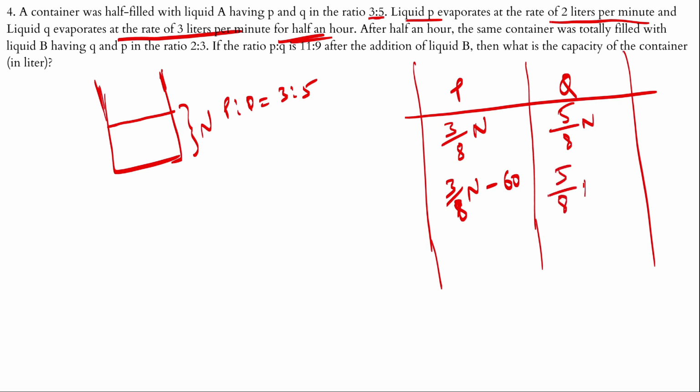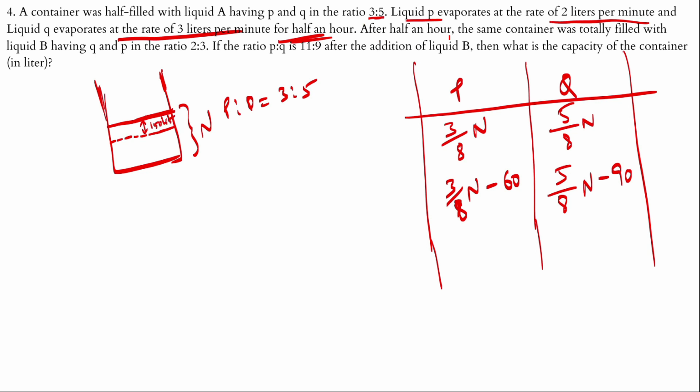So 5 by 8N minus 90. So 60 plus 90, which is equal to 150. 150 liters got evaporated. So now initially the level was here, but now it is here. So this difference is 150 liters.